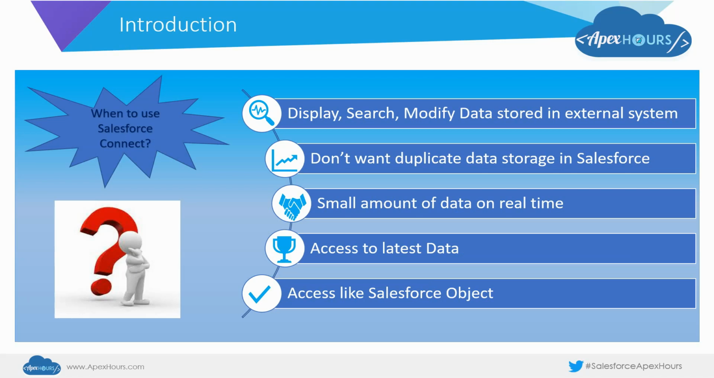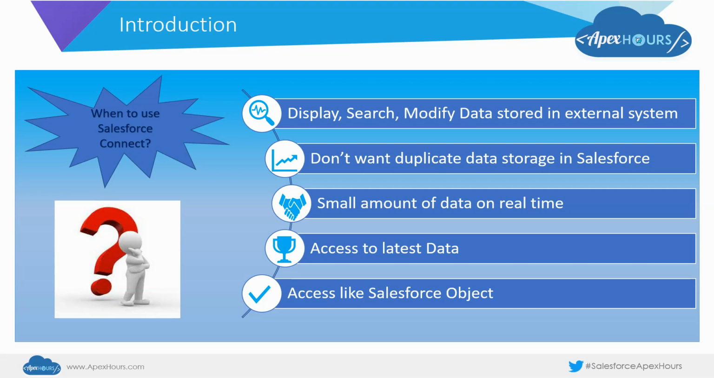So when to use Salesforce Connect? Whenever you would like to display, search or modify data stored in an external system, Salesforce Connect is one of the solution options. When you want to access data stored in an external system, we have got two options. Either you can duplicate that data within Salesforce or you will be able to retrieve that data in real time. But retrieving in a real-time manner is not that easy. And if you want to duplicate that data in Salesforce, again the maintenance effort is high. That is, you want to always maintain data in two different systems.